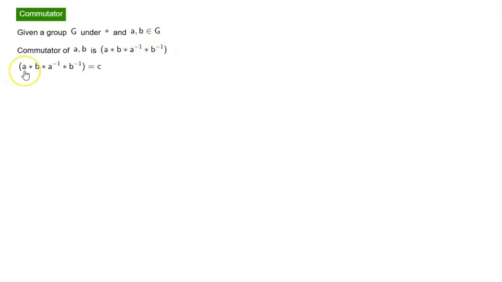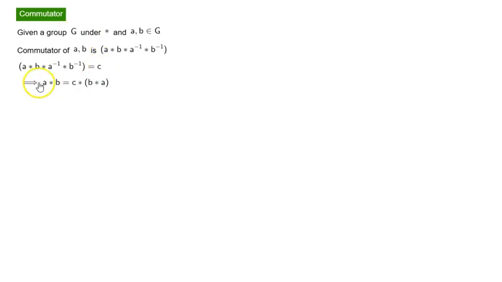Let us look at the concept of commutators in groups. Given a group G under the group operation star, and A and B in G, the commutator of A and B is A times B times A inverse times B inverse. Let's understand this. Let's say we have A times B times A inverse times B inverse equal to C. C is another element in the group.